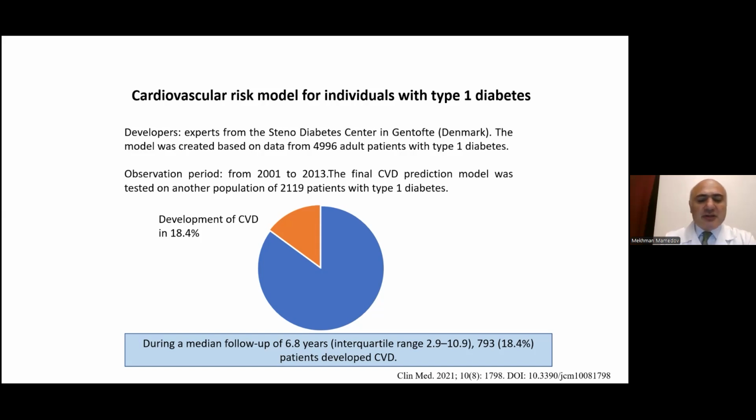During the median follow-up of 8.6 years, about 18.4% of patients developed cardiovascular disease, every fifth case.